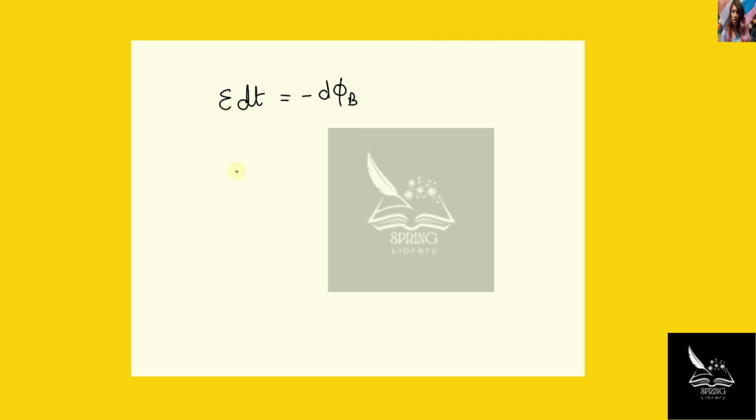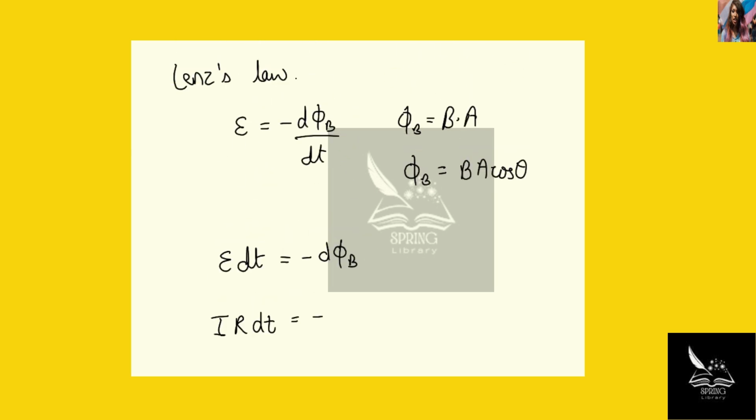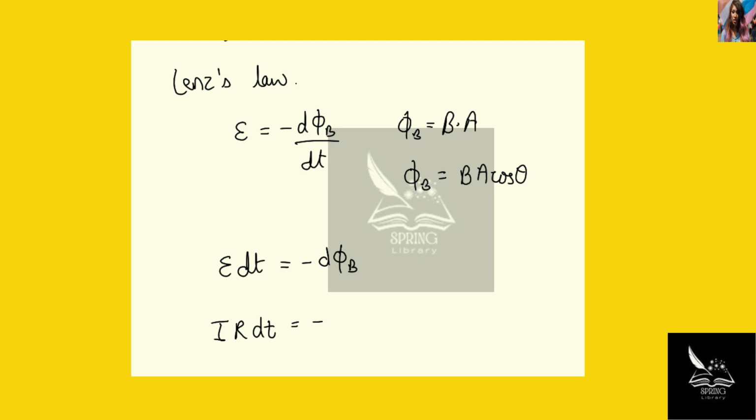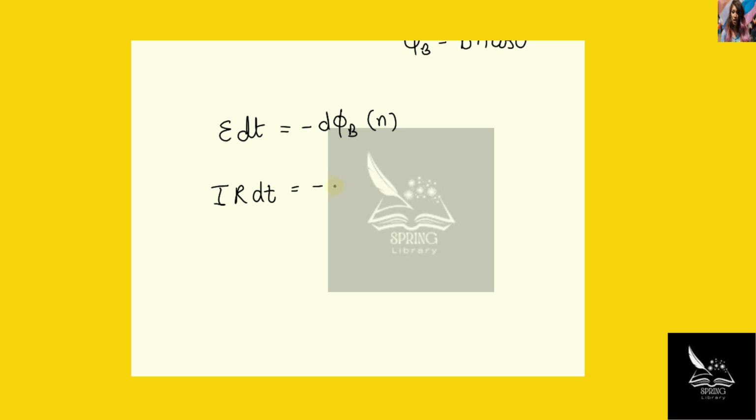Now I can write this epsilon as IR, so IR times dt should be equal to minus. Actually, here we should also include N, because they have mentioned the number of turns. So this should be minus N times the change in flux, delta phi B, that is final flux minus initial flux.